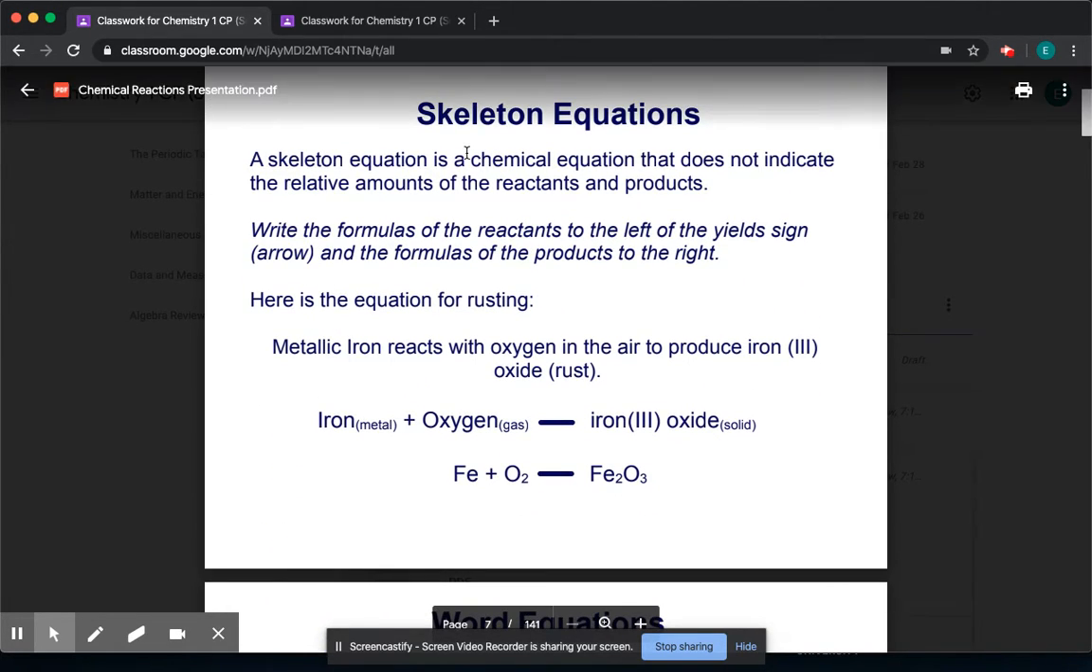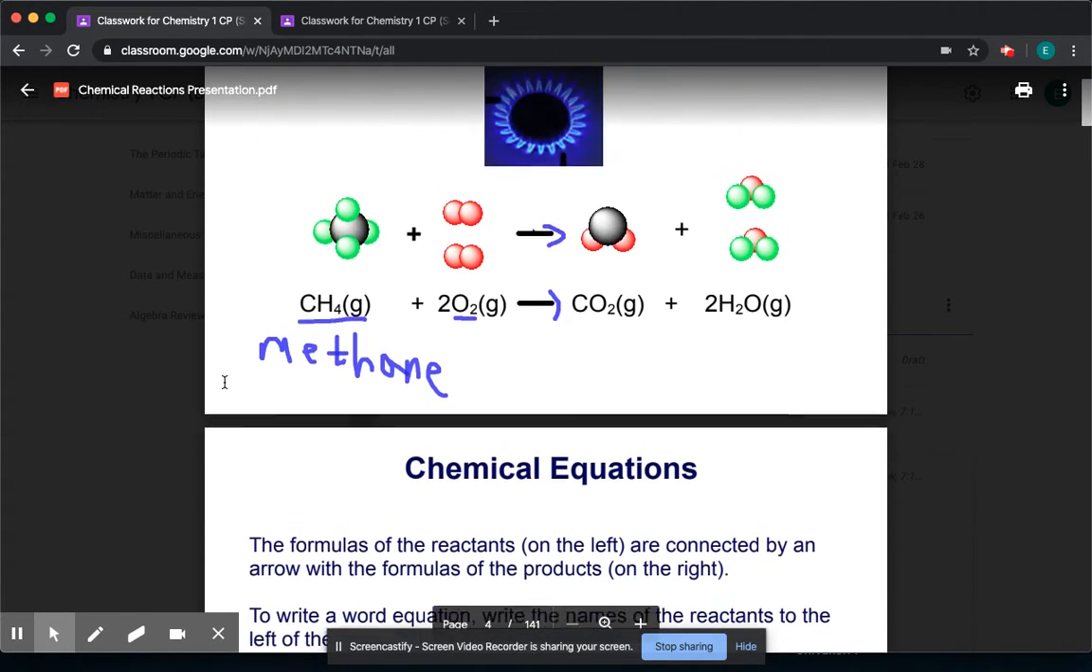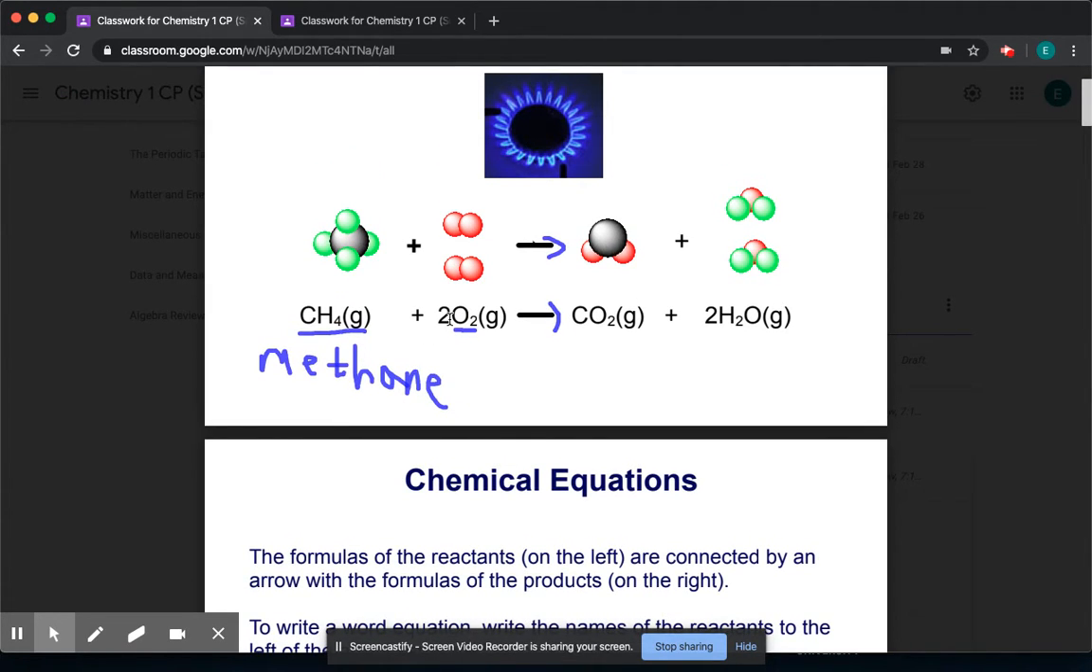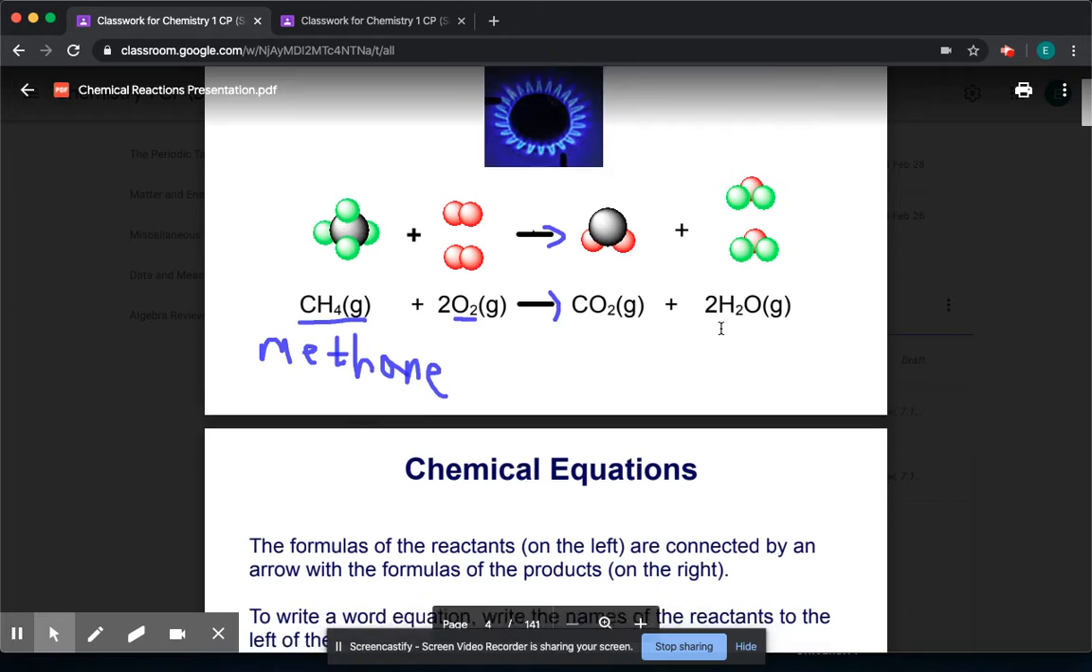So today, I just want you to learn how to write out the skeleton equation. The skeleton equation is just the chemical equation without having the exact ratios. So in the skeleton equation, it doesn't tell you how much of each you need. In the example we did in the beginning, you see that there's a 2 in front of the oxygen. That means you need 2 oxygens for this reaction to take place, and you end up making 2 waters.